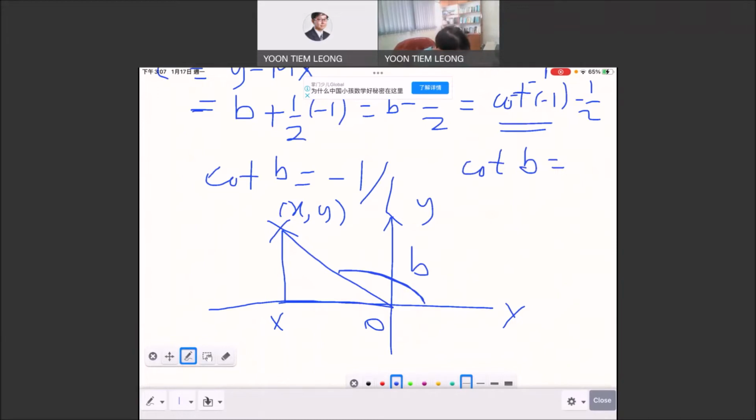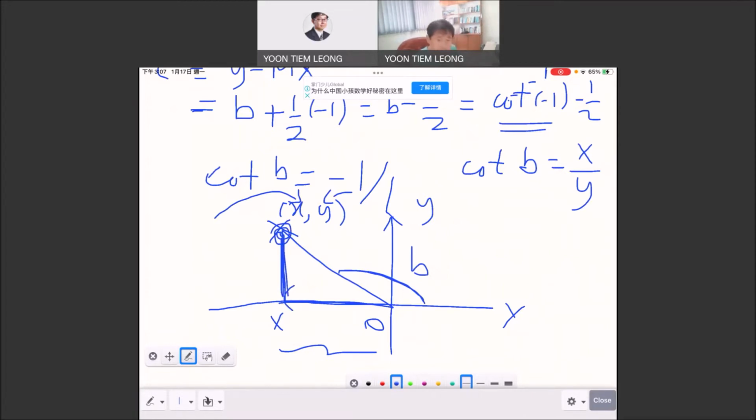So the adjacent here is this value, which is the x coordinate, and y, where x and y refer to the coordinates of this point, right? So for angle B, this part is the adjacent, and the opposite for B is just this vertical line, right? So I think this is the definition of cotangent.